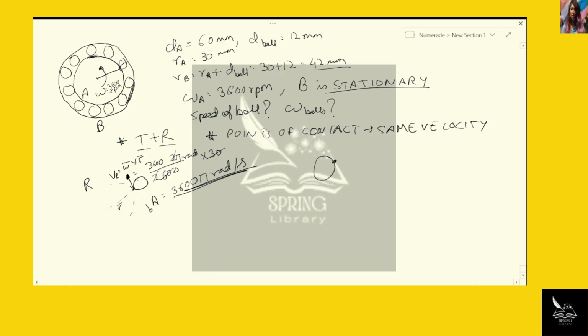Now, the point of the ball bearing which is touching point B, let's call this point BB, we know that it has a velocity of 0. Now, if the velocity at point BA is 3600 pi radians per second, what is the velocity of the ball bearing?